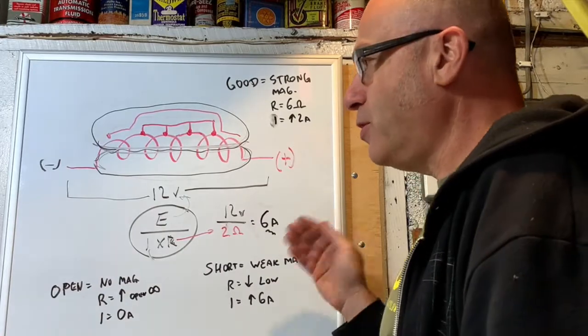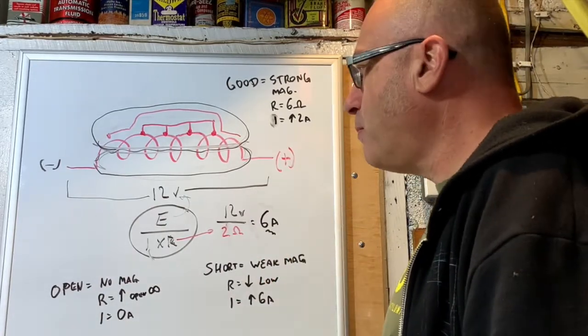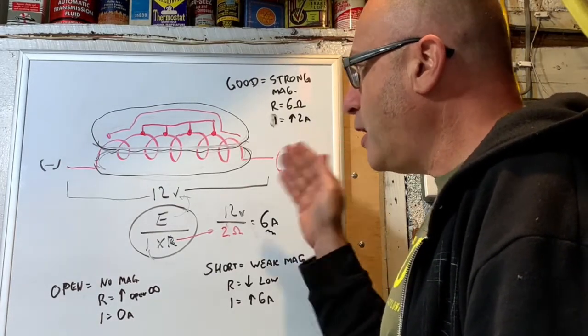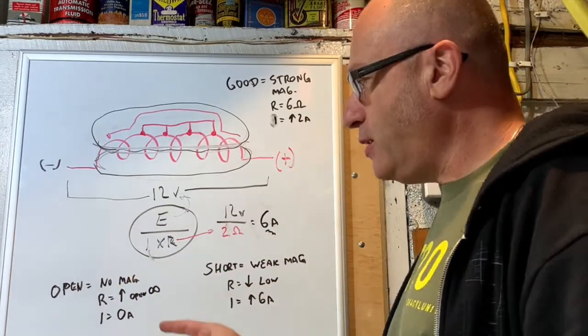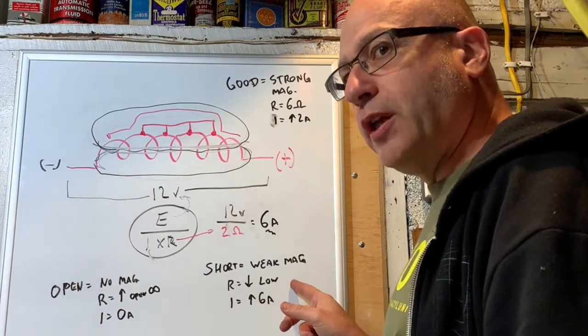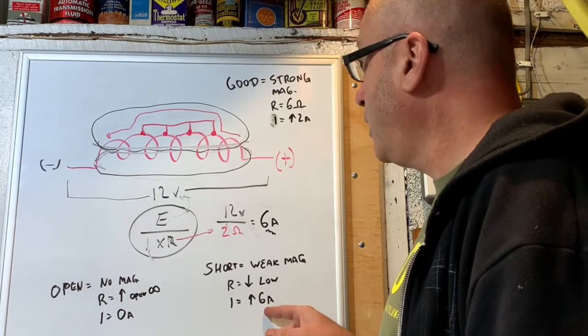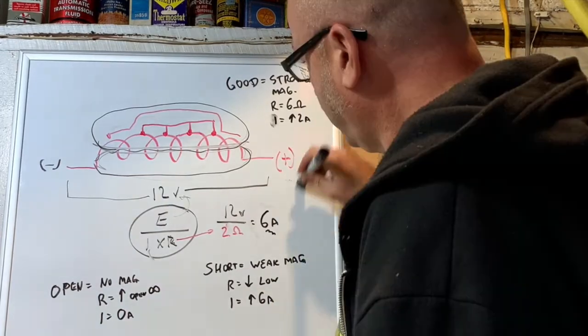Now, there's multiple ways that we can measure this. We can measure it with a meter or, preferably, a current probe. But when we're talking about coils, just remember it's only ever going to be one of these three scenarios. It's either broken and open, or it's shorted internally, which means it has a weak magnetic field, in which case it's going to pull more current than it's supposed to, or it's good, which means it works. That's pretty much it.